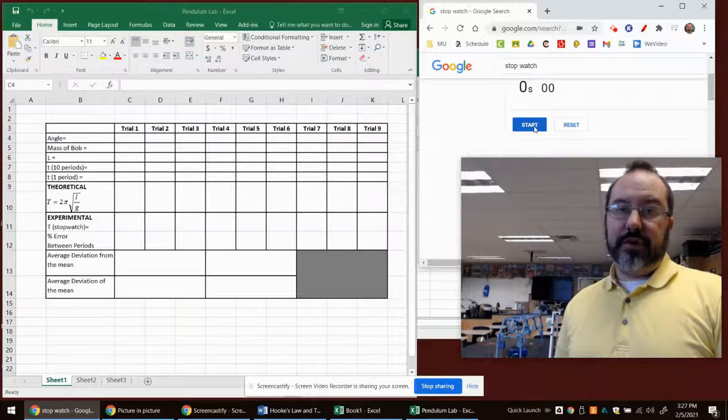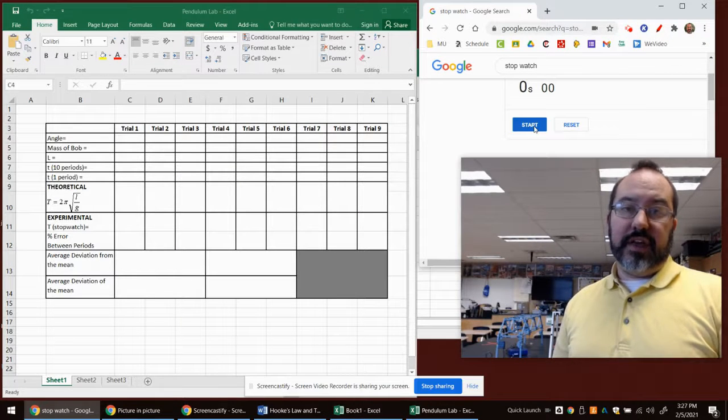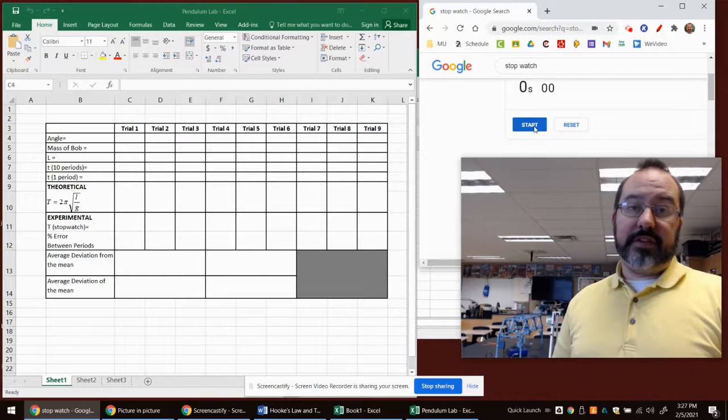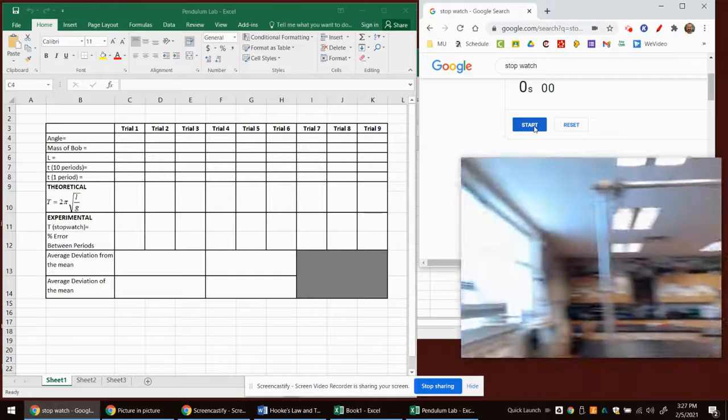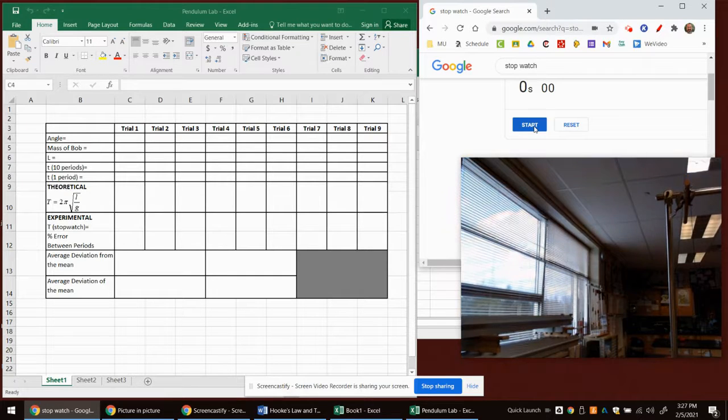So today we are going to take a look at pendulums. We're going to take a look at how the length, the angle, and the mass of the bob at the end of the string affects the period of the pendulum. To do this, we'll do a basic lab where we change one variable at a time and see what the impact is. So I have over here our pendulum system.